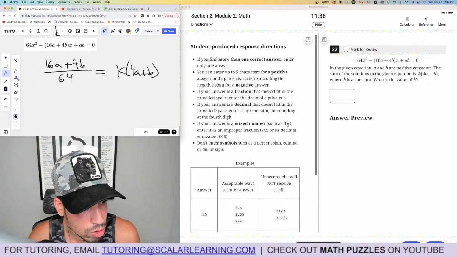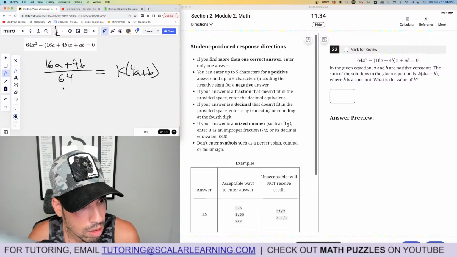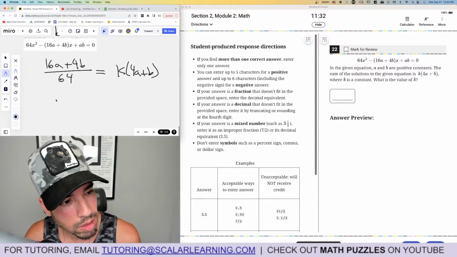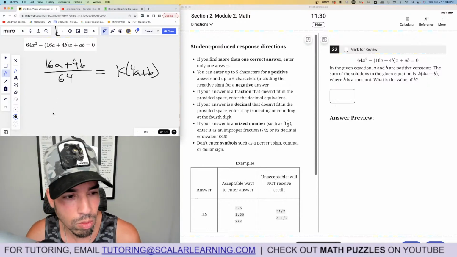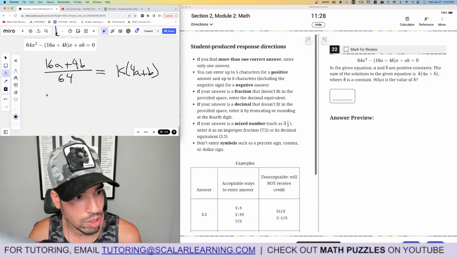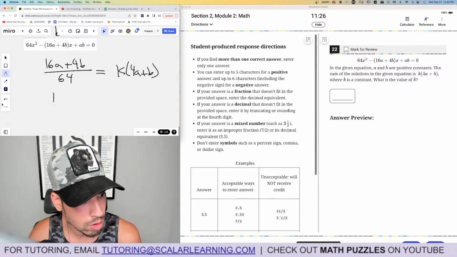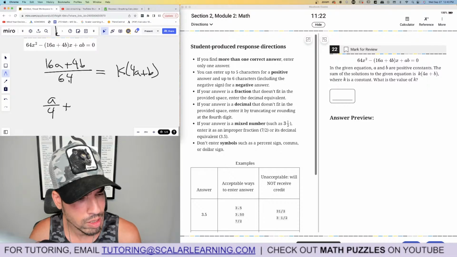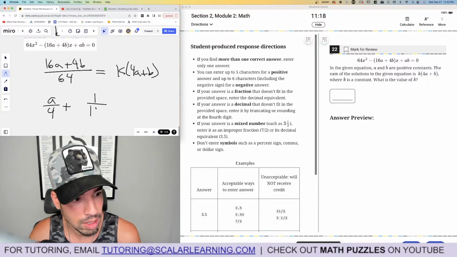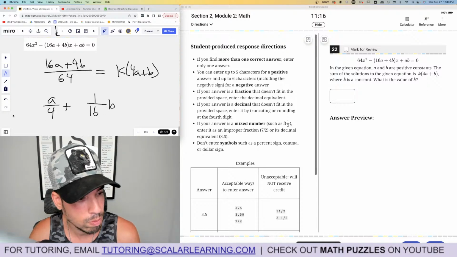Now I'm going to, let's see, what should I do? Multiply both sides by 64, I guess. Wait, is that the best thing to do? No, this is much easier. Okay, 16 over 64, that is 1/4. So that's A over 4. And then 4 over 64 is 1/16, right? 1/16 B, or just B over 16, whatever. Here, let's do it like this.